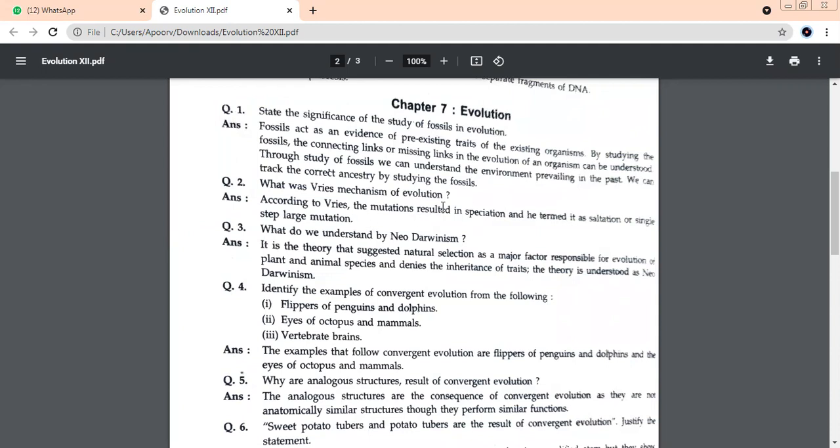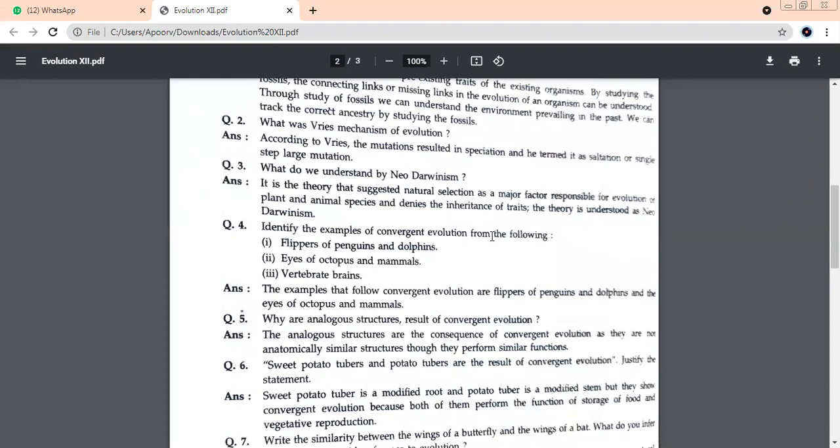What were the various mechanisms of evolution? Variations, mutations. We had talked about this. Variations and mutations resulted in speciation. Two types we did. Saltation, okay? Single step large mutations. Did we do this word saltation in the chapter? Yes, ma'am. Yes, those who are present surely know that.